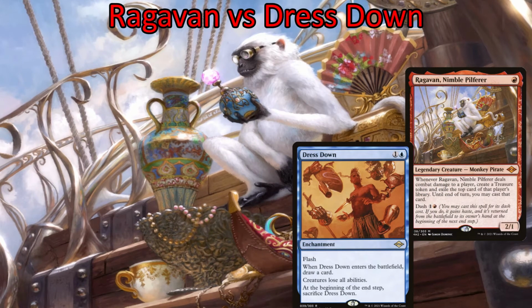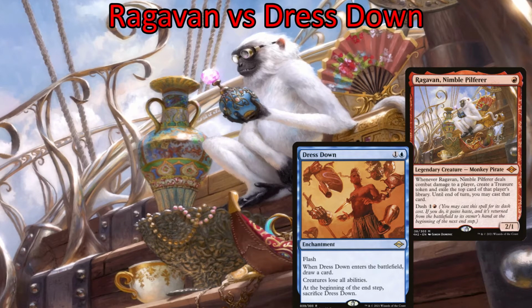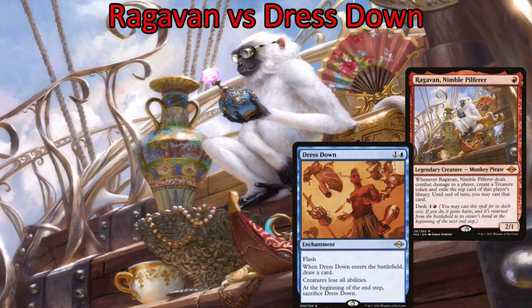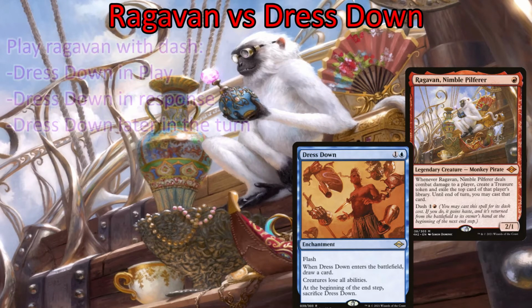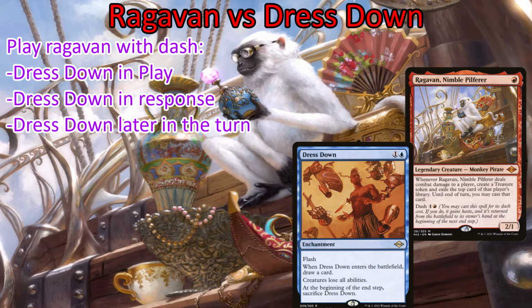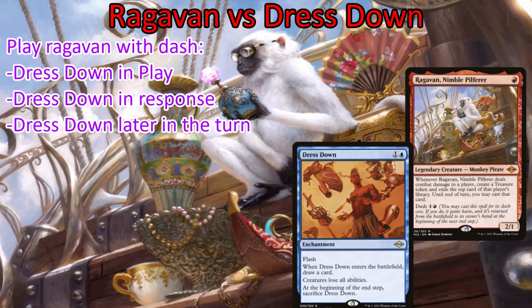First up, there is the interaction between Ragavan and Dress Down, two very popular cards right now in the Modern format. And the question here is, what happens if we play Ragavan and either there is a Dress Down already on the board or someone plays it in response? So let's begin covering everything.